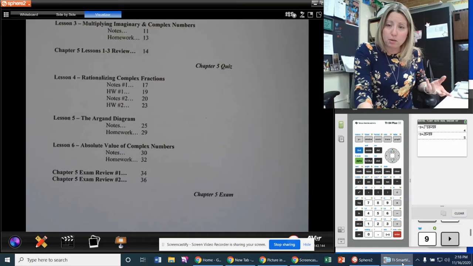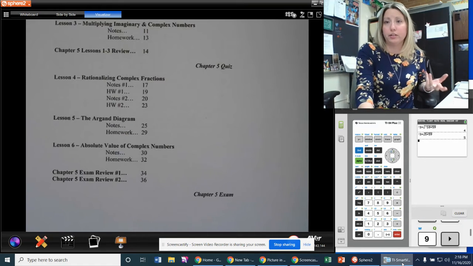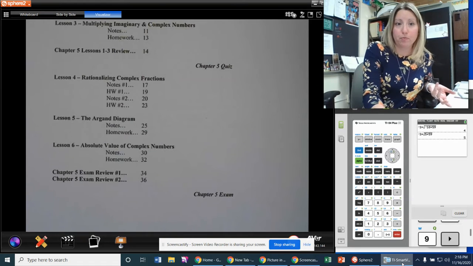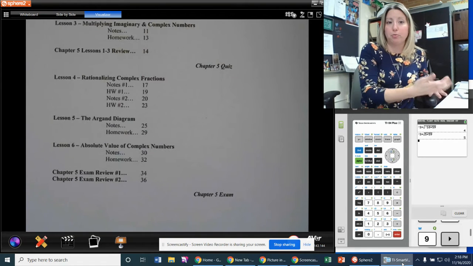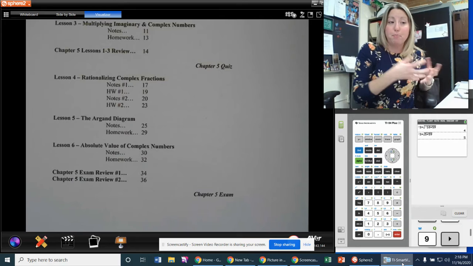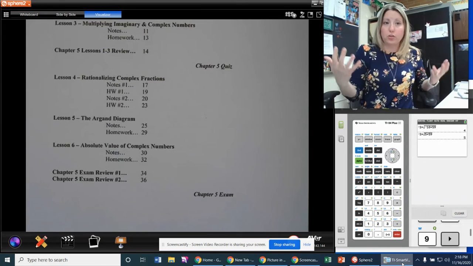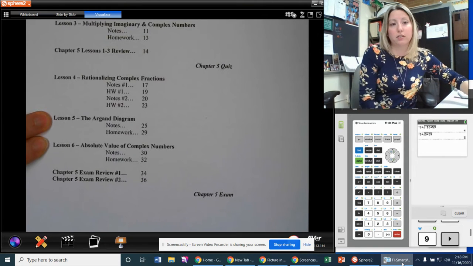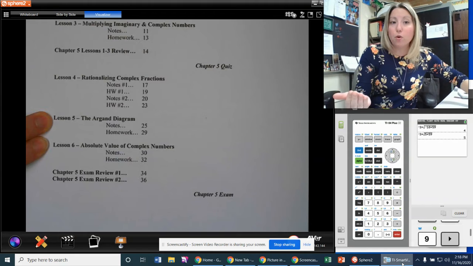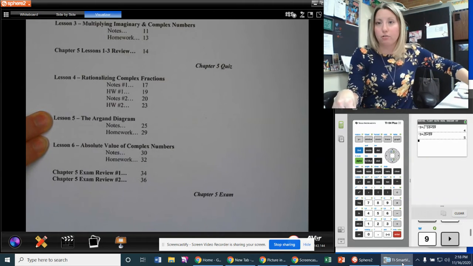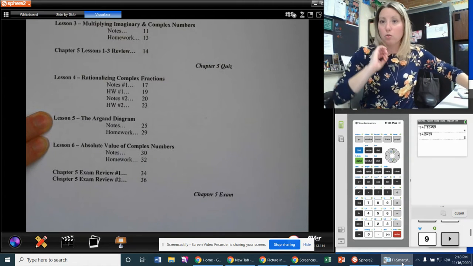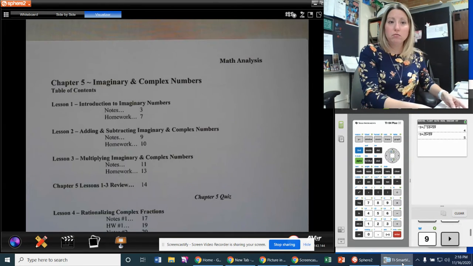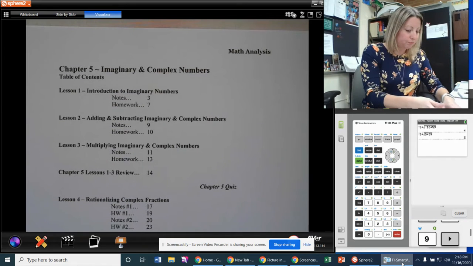We're going to talk about something called the Argand diagram, which is really just a coordinate plane of real number and imaginary number together. And then we're going to talk about the absolute value of complex numbers. So we're going to basically see their distance. What's their distance in the Argand diagram? And in these 2 lessons, we're dealing with the same thing back and forth. One is visually and one is algebraically, to deal with that distance part. Okay. So let's begin with lesson 1.